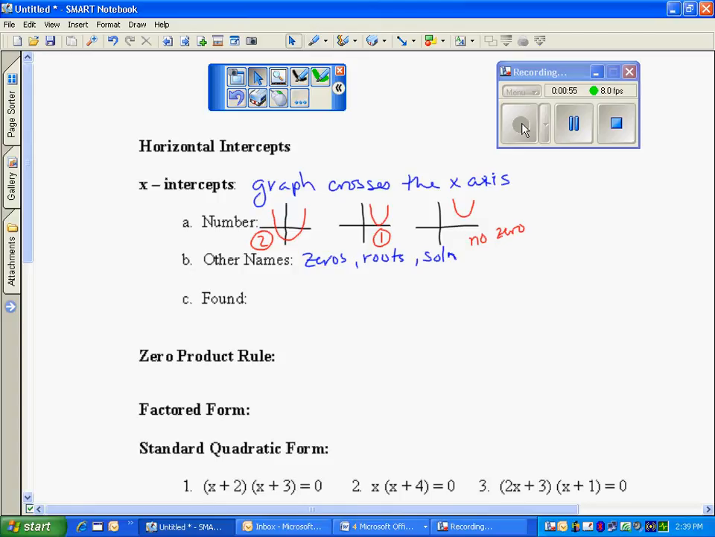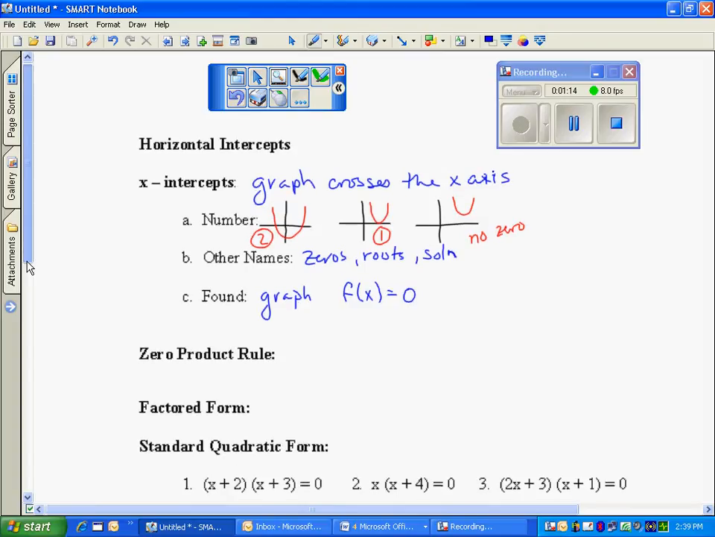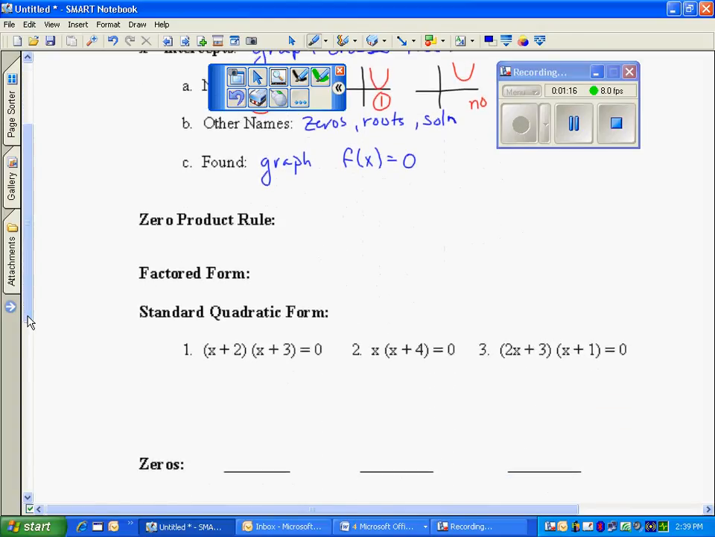Now, we find them a couple different ways. We're going to use one method here. We could have looked at a graph if maybe I had a graphing calculator. But we're going to take my function and set it equal to 0, because what's happening is my y, or my f of x, is equal to 0. So before we can do that, we need to know a little bit about a zero product.